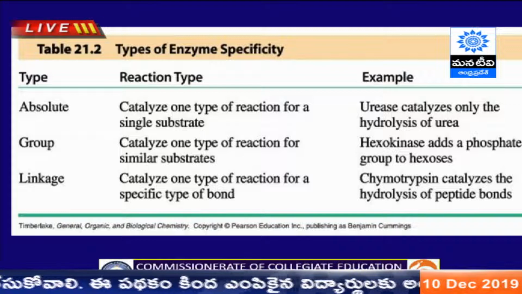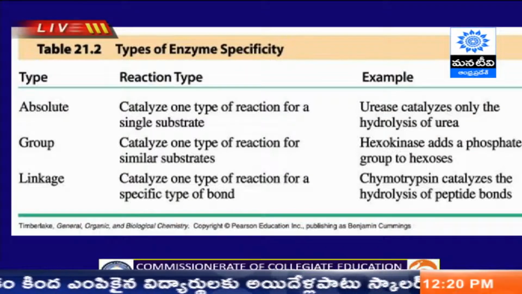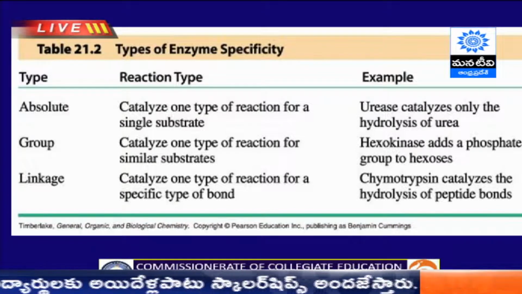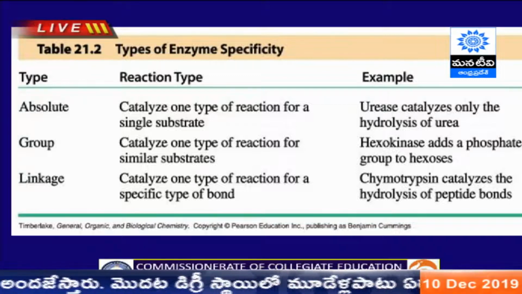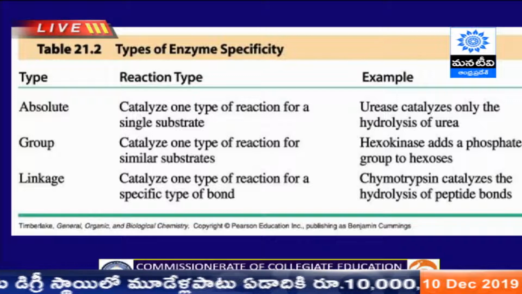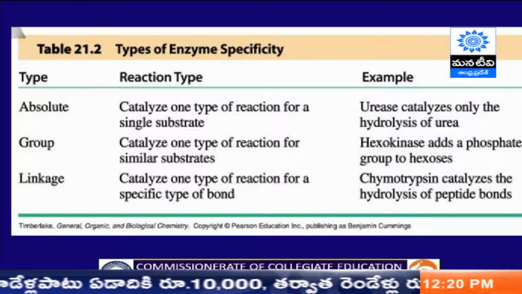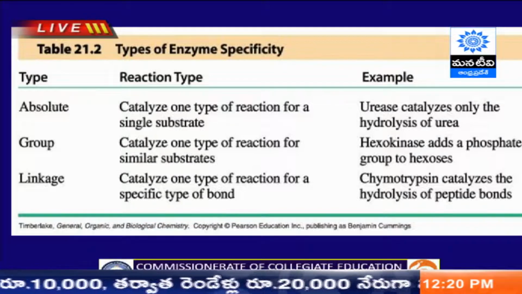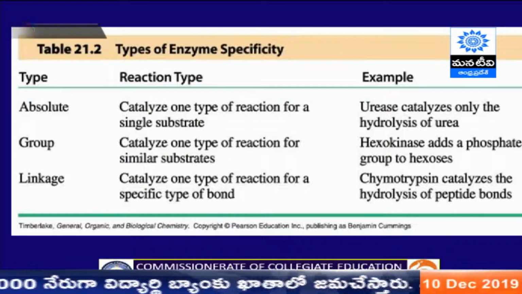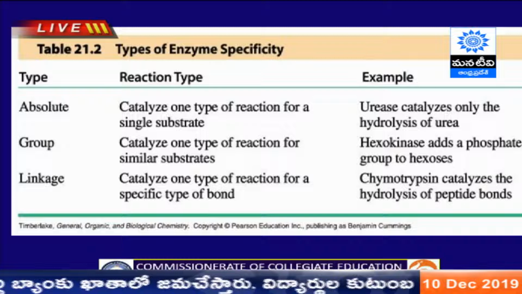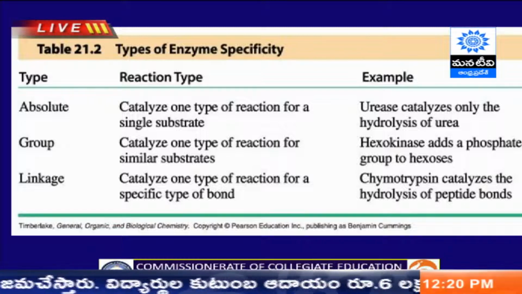That is absolute specificity, that means they catalyze only a single substrate. For example, urease catalyzes only hydrolysis of urea. And coming to the group specificity, they catalyze a group of compounds with similar substrates. For example, hexokinase adds a phosphate group to hexoses like glucose 6 phosphate, fructose 6 phosphate.